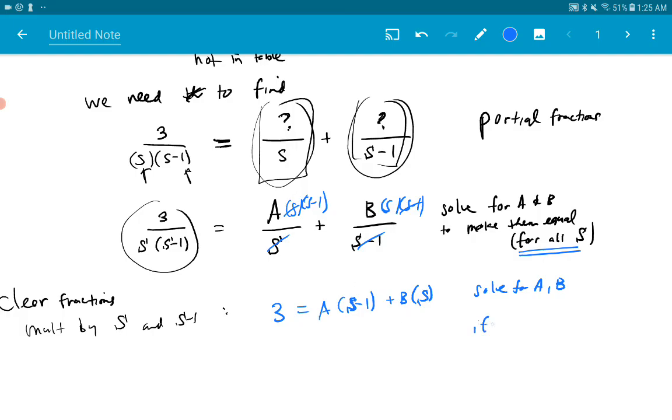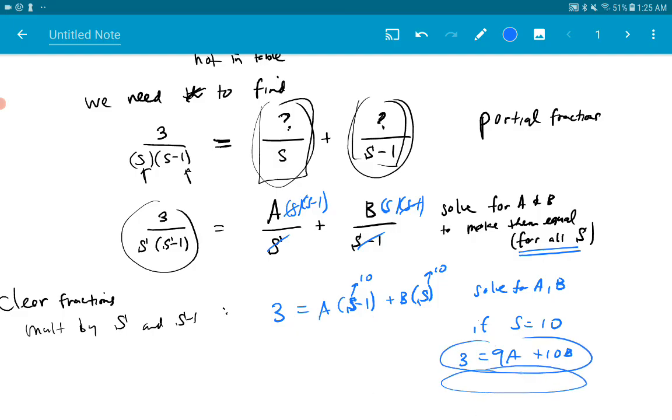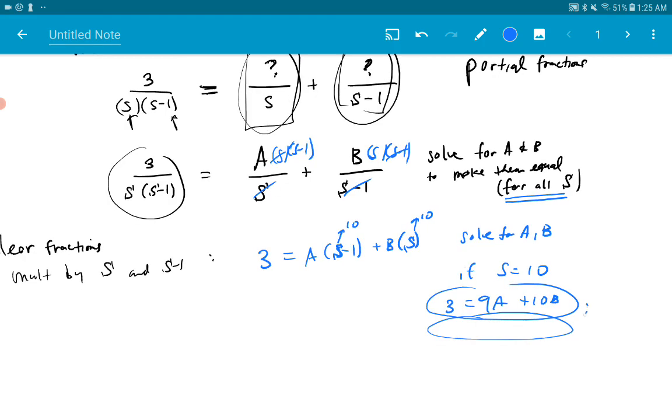For example, if s equaled 10, then this equation says 3 equals 9a plus 10b, right? Because if I replace s with 10, that's what I would get. So you could keep doing that and get a system of equations to solve for a and b. There's nothing wrong with that. But there's something better. Suppose I chose s equals 1, for example.